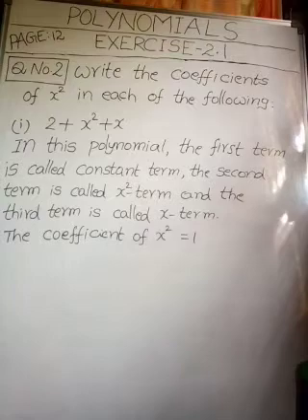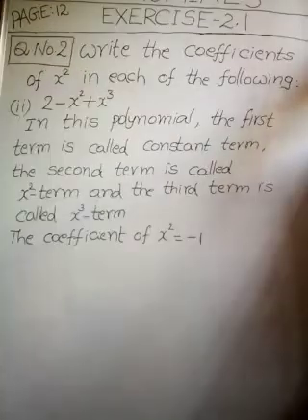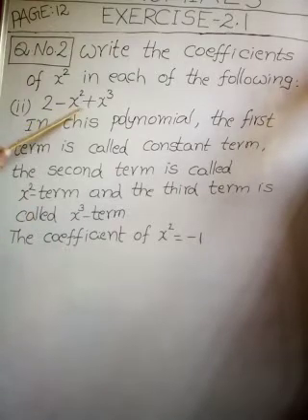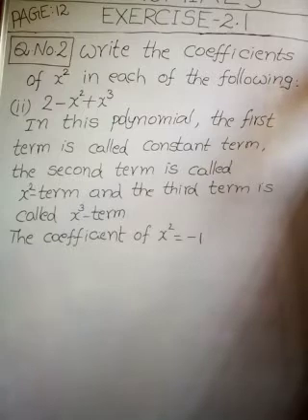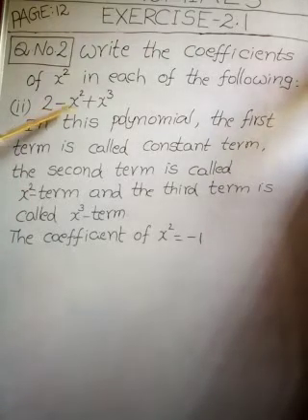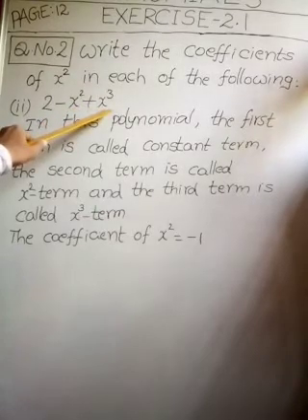Understood this point, my dear children? Right. Now come to the next question. 2 minus x square plus x cube. This is the given polynomial. We have to write the coefficient of x square in this polynomial. Okay, my dear children. As I explained in detail for the previous question, here also I am explaining in detail. This is the first term, this is the second term, and this is the third term.